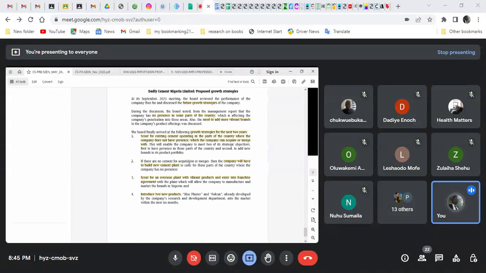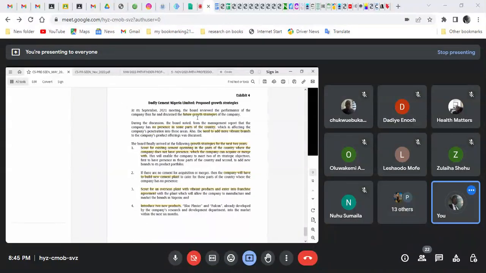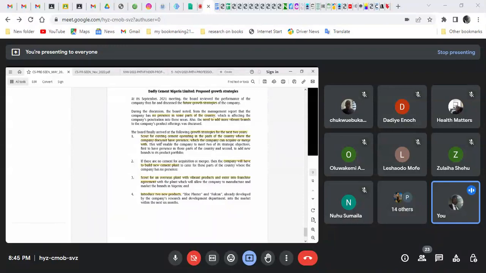All right, let me continue on the exhibit 4. They have future growth. So this is a meeting the board had, and they have come up with some growth strategies. So these are the strategies. They said the first one is scout for existing cement operating in the part of the country where the company does not have presence, which the company can acquire or merge with.